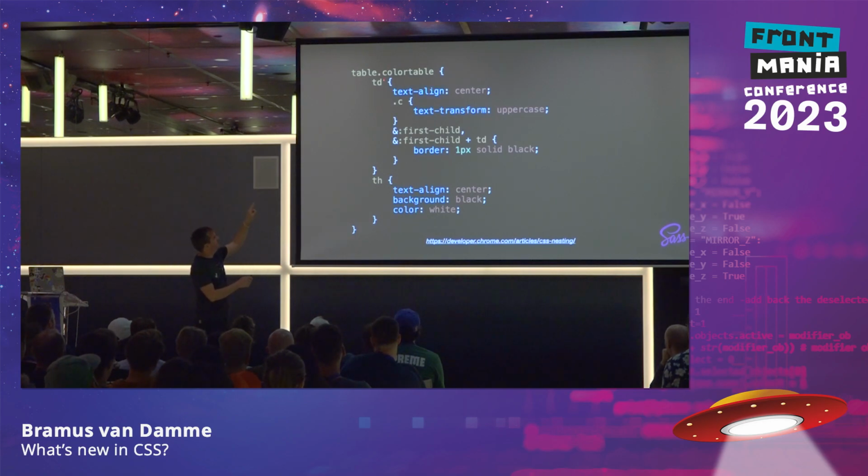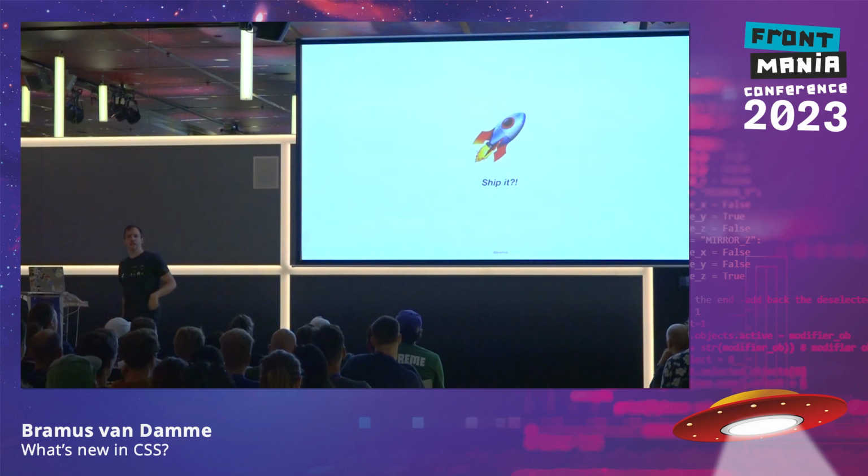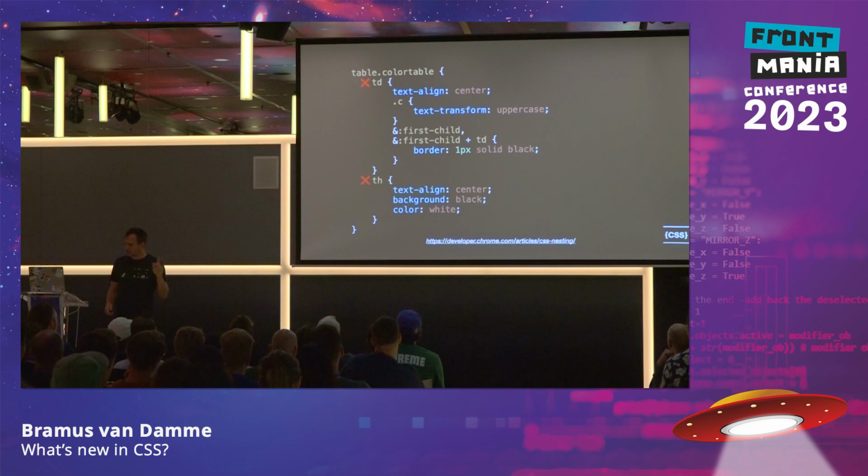So the TD is a child element of the table.color table, and the C is a child of the TD, which is like, okay, cool. Everybody was like, great. This is a solved problem, right? Like Sass has solved it for us. Ship it. That didn't quite work. The problem is this right here.